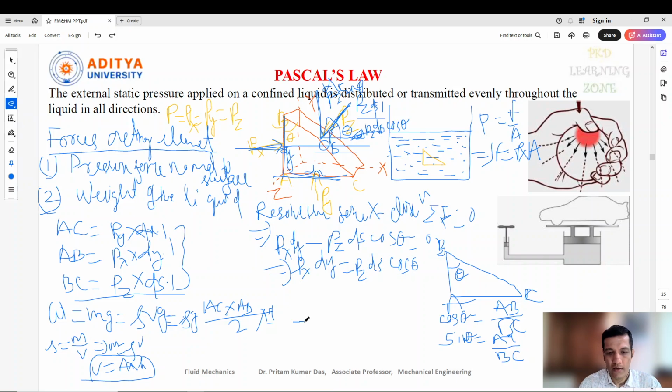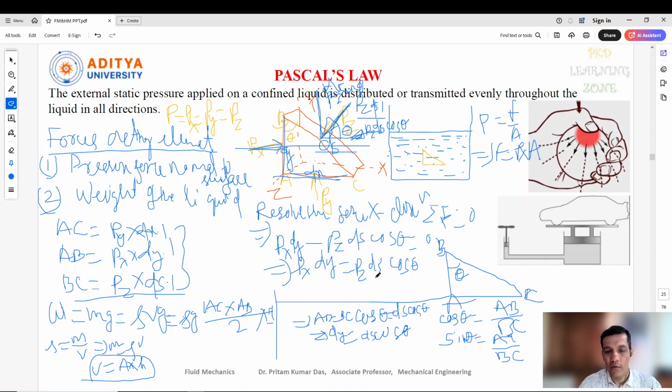Let me write here. Okay, so we can write AB equal to BC cos theta. Now BC cos theta, once you see what is the value, BC equal to what? BC equal to DS. So we can write DS cos theta. Now AB equal to, what is the value of AB? That is dy. So we can write dy equal to ds cos theta.